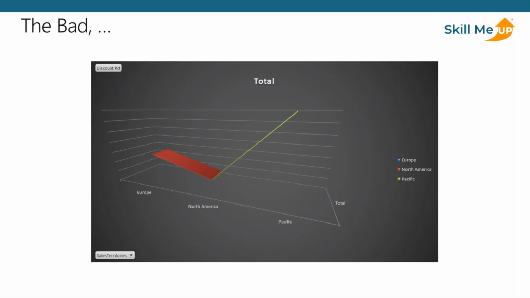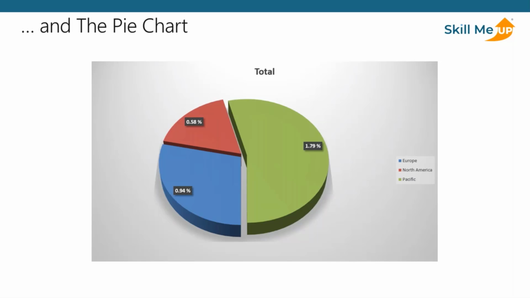And of course, using a line chart for categorical data is a bad idea, because there's no connection between the values in Europe and North America and Pacific. So there's no linear change from Europe to North America in any numbers. So it doesn't make sense to connect Europe and North America and Pacific with each other. And finally, the pie chart.